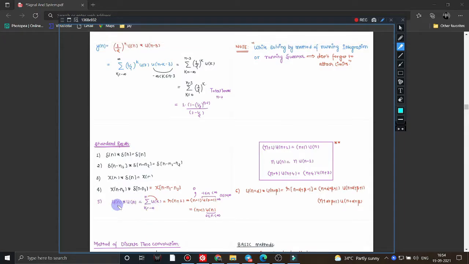See, if you take the convolution of un with un, we'll get the running summable of uk, sigma from minus infinity to n. It will give us r n plus 1. So we can write it like n un, so n plus 1 un plus 1.